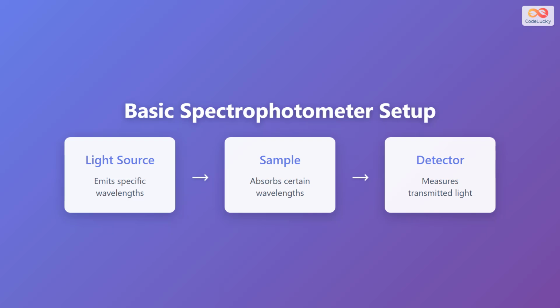A spectrophotometer has three essential components that work together. First, the light source emits light at specific wavelengths. This could be a tungsten lamp for visible light or a deuterium lamp for ultraviolet light. The light then passes through the sample, which is typically held in a transparent container called a cuvette. As the light travels through the sample, certain wavelengths are absorbed based on what molecules are present. Finally, the detector on the other side measures how much light made it through the sample. By comparing the intensity of light before and after passing through the sample, we can calculate the absorbance.